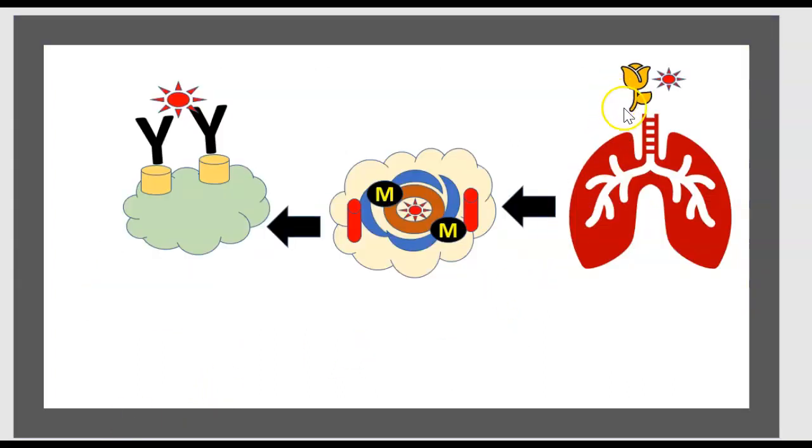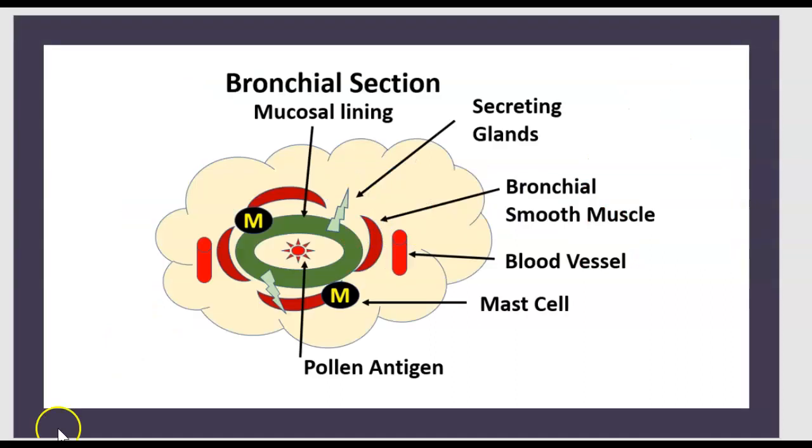This is the chronology of event. If an antigen like a pollen comes into the respiratory system, it follows all these steps, and let's see. This is the bronchial section with a mucosal lining and secreting gland. There are smooth muscle around, blood vessel, and mast cell. The antigen, which in this case is a pollen, is coming in the lumen.